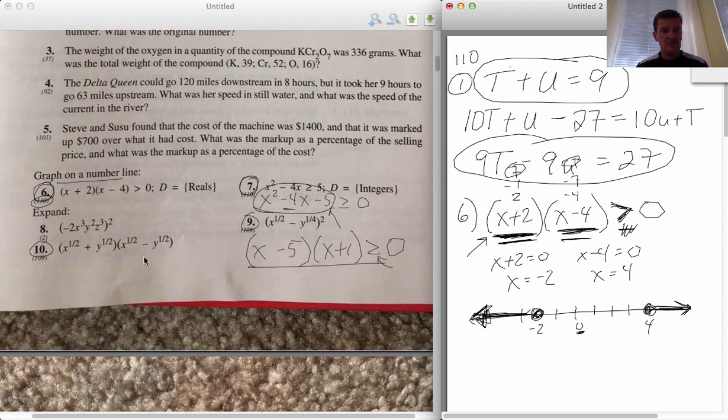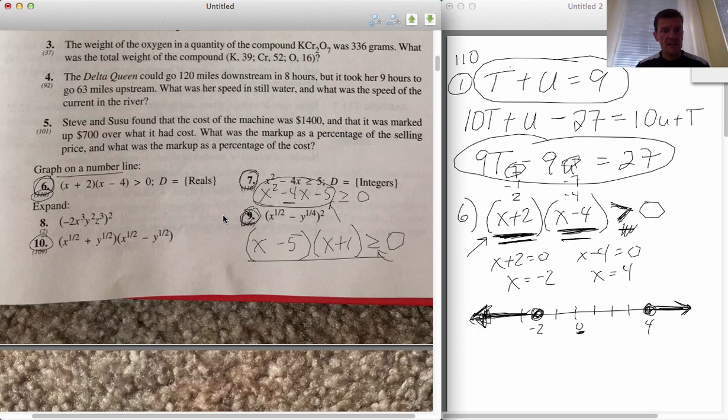Okay, let's come down here to 9 and 10. Both of those are coming from lesson 109.